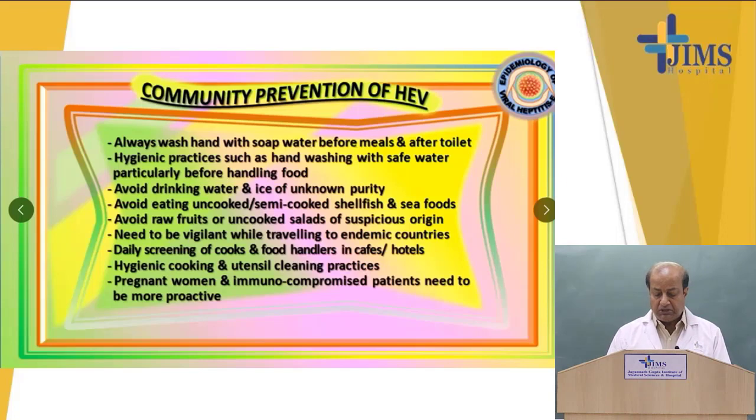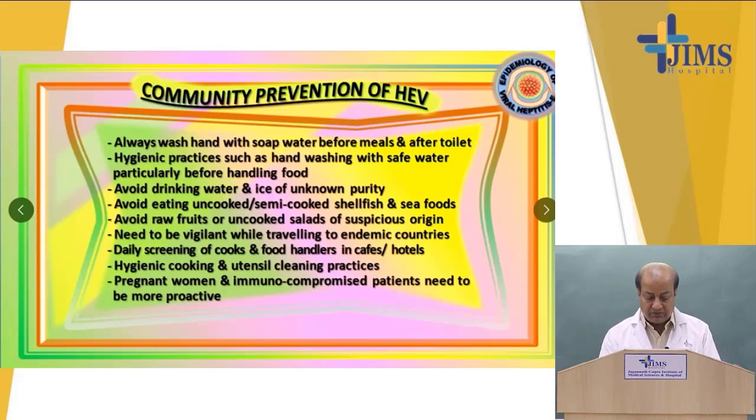There is a community prevention required for the hepatitis E virus, and the most important is the washing of hands. Washing of hands with soap and water before meals and after toilet needs to be emphasized and re-emphasized. Hygienic practice including hand washing with soap and water before resuming cooking or food preparation or food handling. Avoid drinking water and ice from unknown sources, and avoid eating uncooked, semi-cooked shellfish and seafoods, and avoid raw fruits and uncooked salads, which can go a long way to reduce the transmission of hepatitis E.